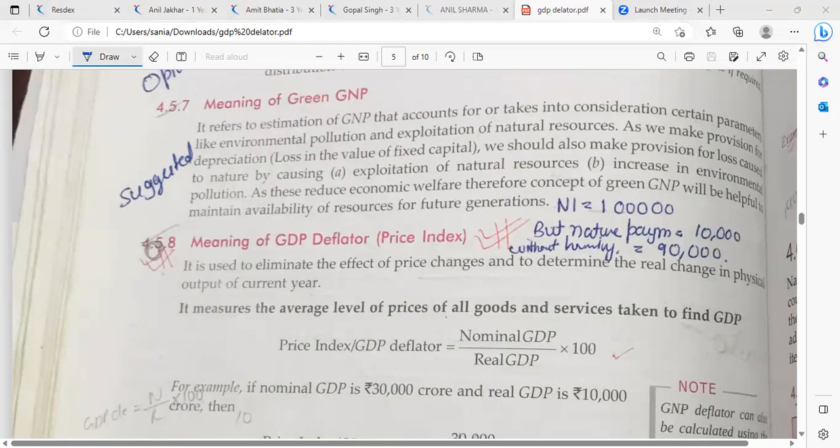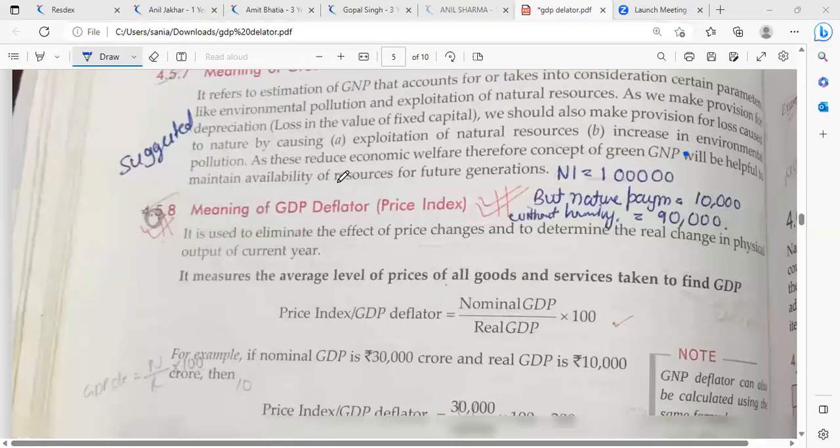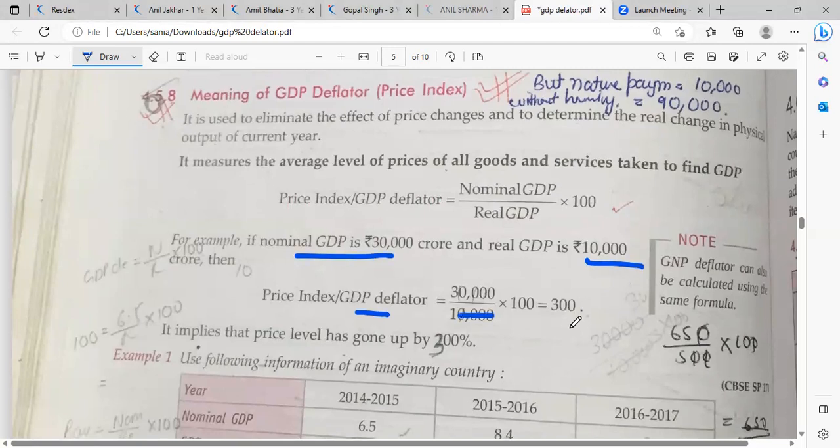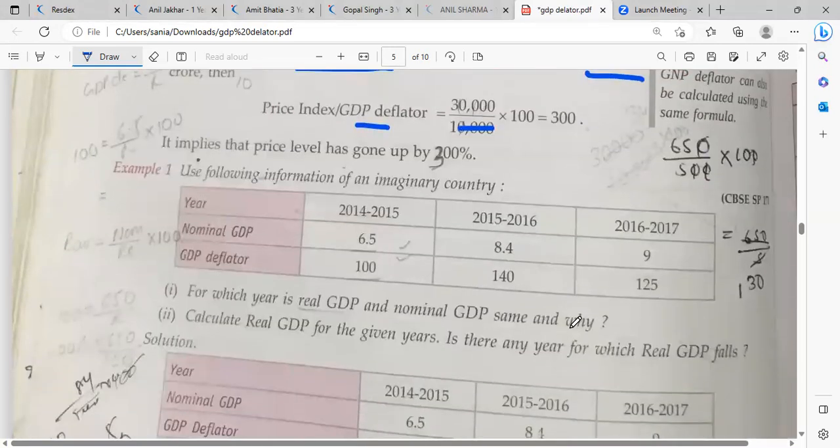About 300. Okay, both of you 300. Yes, ma'am. Okay, so this was the question: the nominal GDP was given 30,000, real GDP was 10,000, and you have to find the GDP deflator. And what is the formula? It is basically the nominal GDP divided by real GDP multiplied by 100. So when you solve this, you will get 300, right? Yes, ma'am.